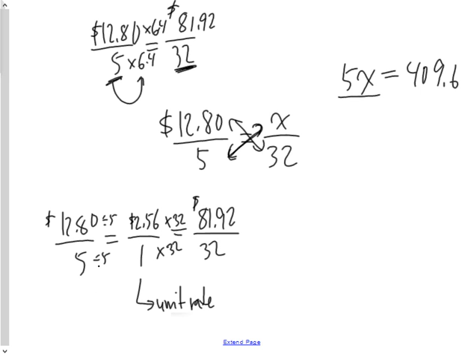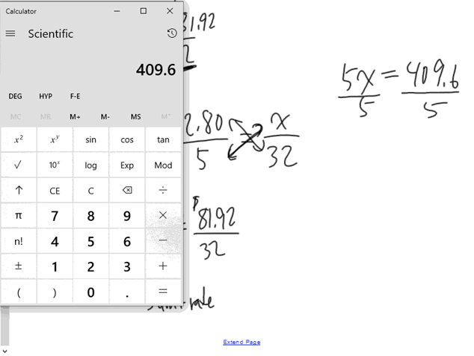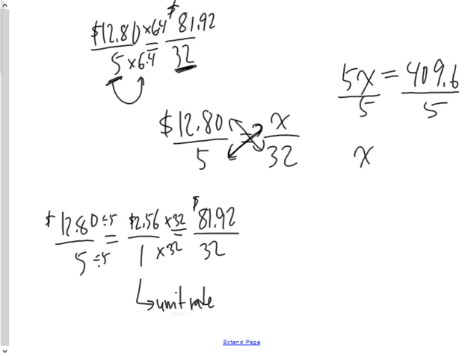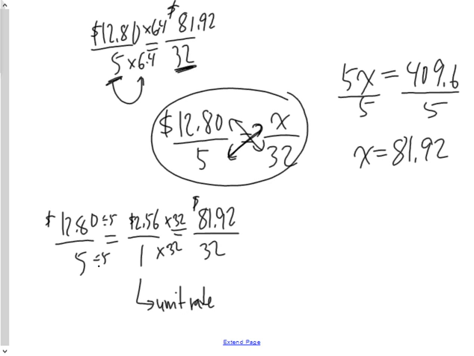And then to isolate the variable, I will divide both sides by 5. Take your 409.6 and divide it by 5. And you still get the same answer of x equals 81.92. There's your question, and there's your 3 ways to solve it.